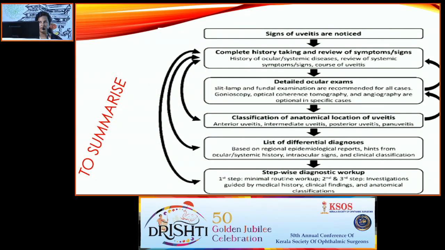So to summarize, whenever you see signs of uveitis, complete history and review of symptoms is a must. Then detailed ocular examination with systemic evaluation, then classify according to the anatomic location, list the differential diagnosis and do a stepwise diagnostic workup. And whenever you have a doubt or you are not getting enough outcome, then go back to the history again and do everything again.